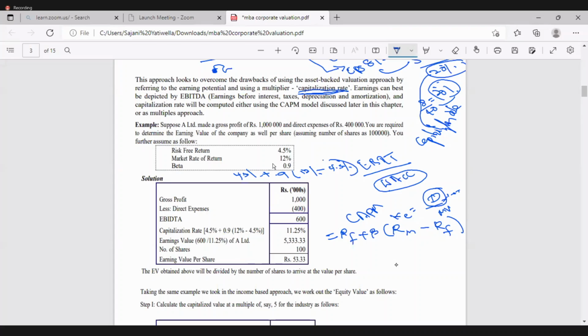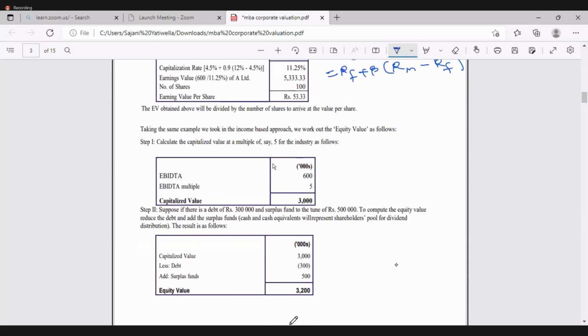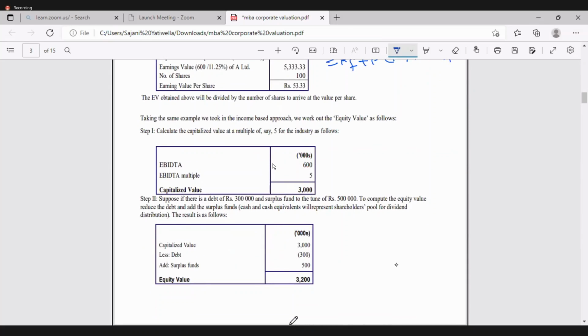Enterprise value obtained above will be divided by the number of shares to arrive at the value per share. So available outstanding shares here are divided by that, then 52.3. Taking the same example we took in the income-based approach, we work out the equity value as well.